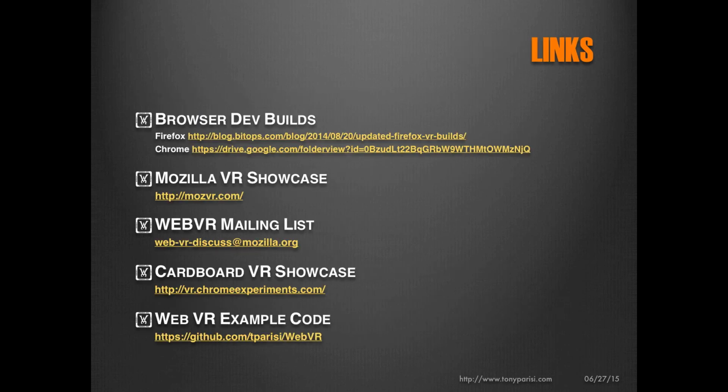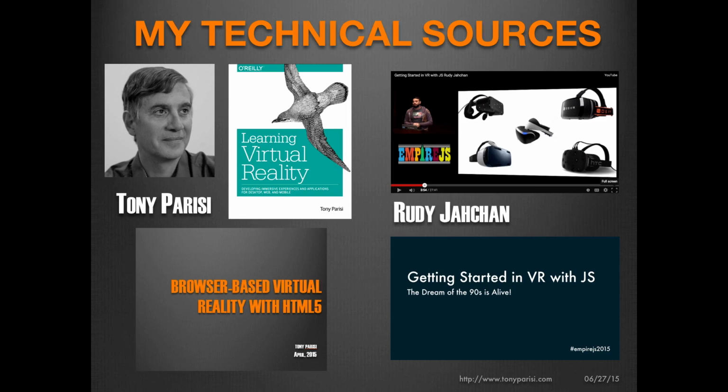In MozVR, some links you have to download at this point are Firefox and Chrome. There are some mailing lists and some other example code. This whole presentation, if you saw slides that had different styles, is coming partly from Tony Parisi. He's got a book coming out on learning virtual reality, which is going to be a lot about using web technologies in VR. That should be landing in the summer. And Rudy Jacquin gave this Getting Started in VR with JavaScript talk at Empire.js. That's a good talk that dives a little more into the technical details if you want more information.